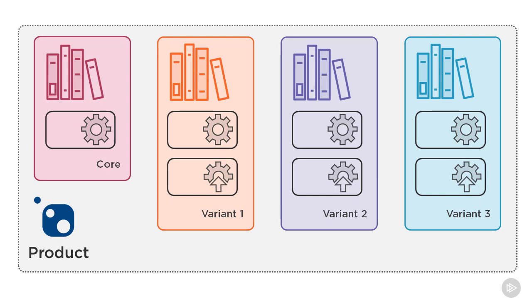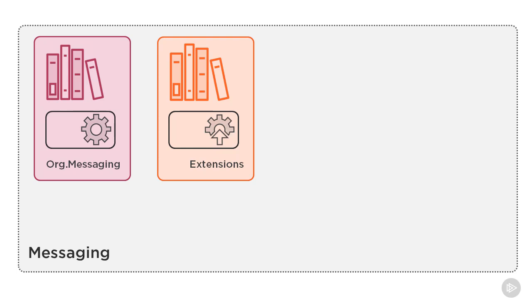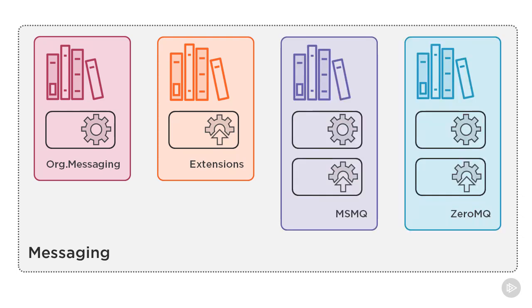The approach is to have one core package with all the common functionality, and then additional packages for the variations that you support. I could apply that in my message queue library, having org.messaging as the main assembly, with an extensions assembly for shared functionality that applies across all queues. And then I'd have separate assemblies for each message queue technology that I support: MSMQ, ZeroMQ, NATS, Redis, and so on. Using a message queue is pretty standard, so all that logic would live in the main libraries.